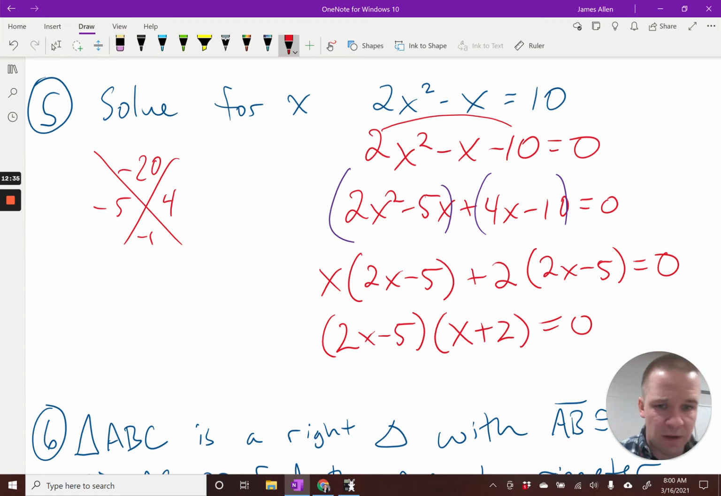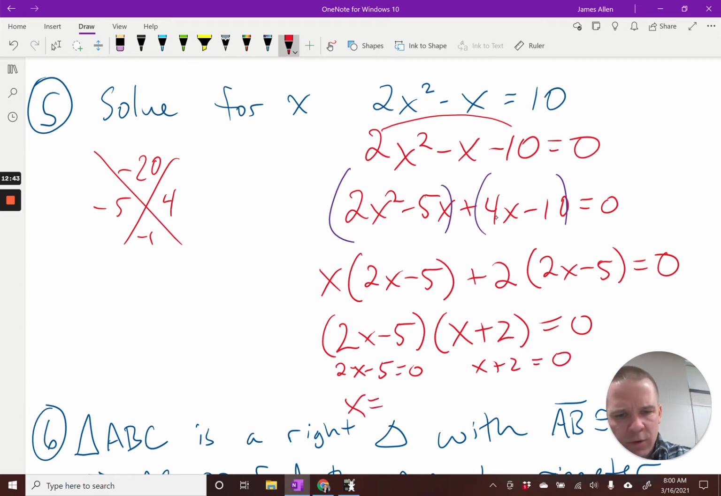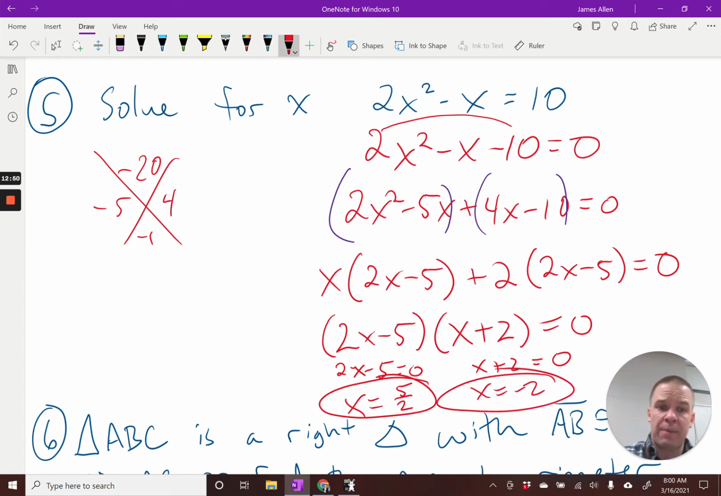It's time to solve. So if I set 2x minus 5 equal to 0 and x plus 2 equal to 0, I will get x equals 5 over 2 and x equals negative 2. Now, since we're not dealing with an application situation, these are just our two answers. That's it. Sometimes we'll ask you for the sum of the two solutions, the product of the two solutions, the difference of the two solutions. What is the largest solution? Okay. What is the smallest numerical value for the solutions?